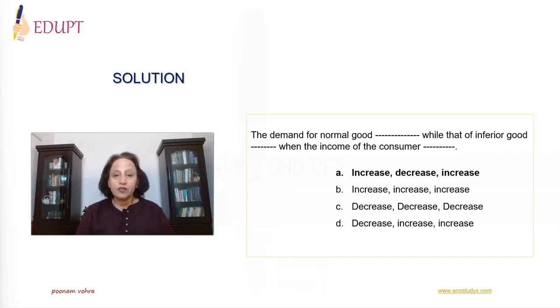The demand for normal good increases while that of inferior good decreases when income of the consumer increases, implying there exists a positive relationship between income of the consumer and demand for normal goods, and a negative relationship between income of the consumer and demand for inferior goods.